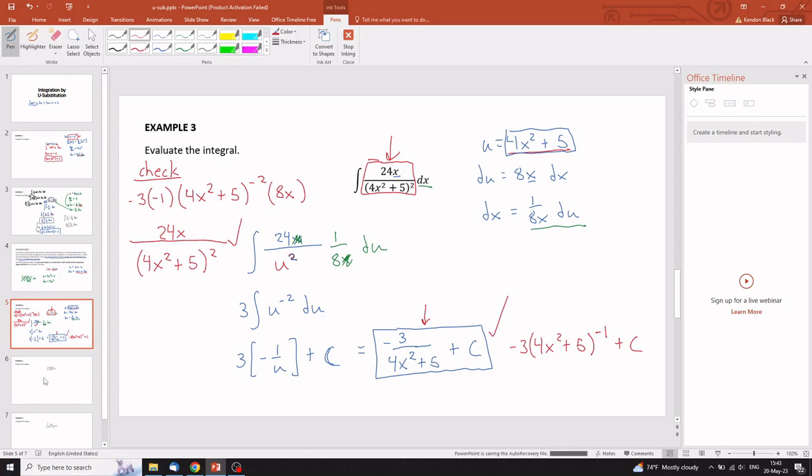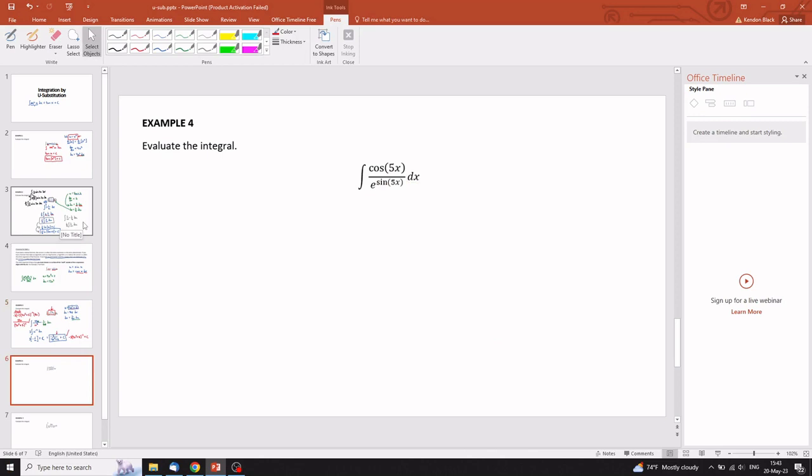Okay, a couple more quick examples here. Evaluate the integral of cosine of 5x over e to the sine 5x dx. Well, let's see. If we make u sine 5x, then the derivative would be 5 cosine 5x, which seems to align with the outside stuff. Let's try that. u equals sine 5x.